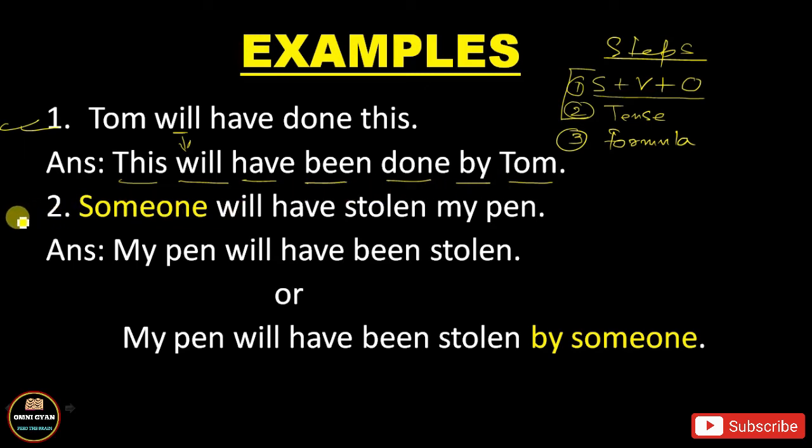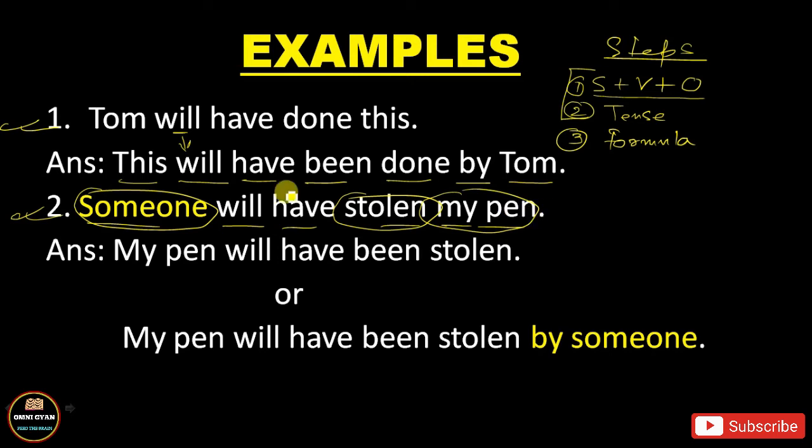Another example. Now here I have highlighted this word someone in yellow color. I'll tell you why. Someone will have stolen my pen. So subject is someone. Verb is stolen. My pen is the object. So subject, verb, object. Step 1.